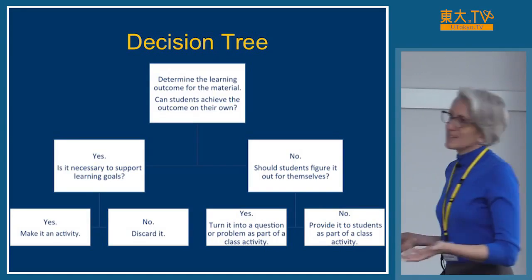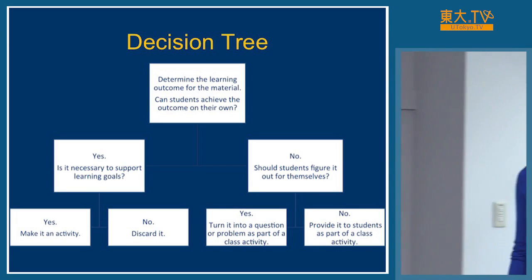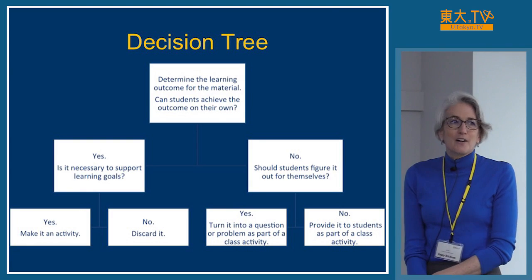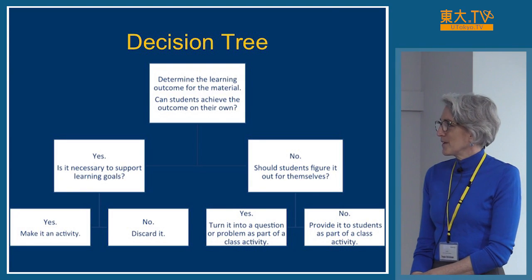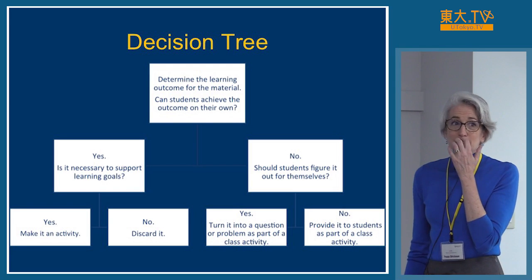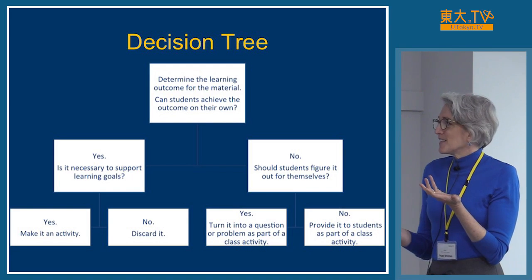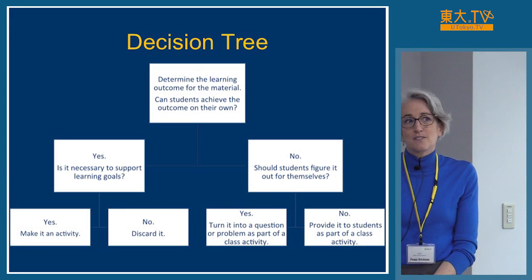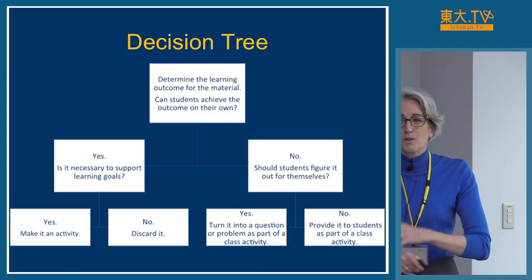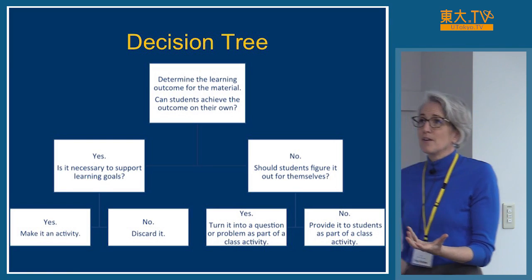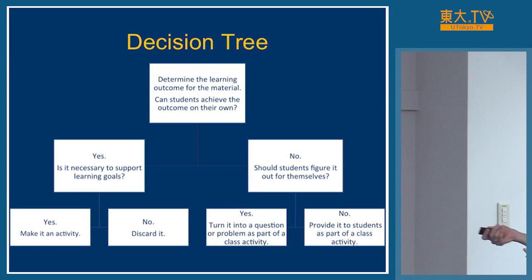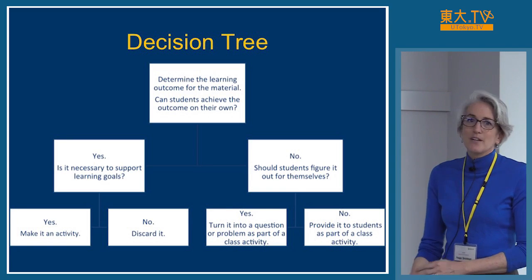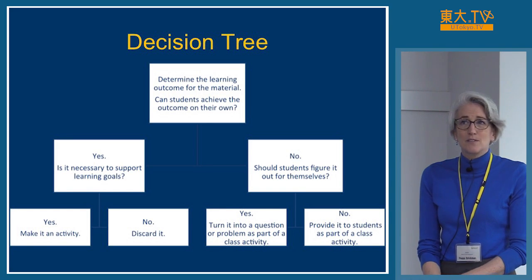This is a decision tree that encompasses a lot of what I was talking about today. You're going to look at the learning outcome for whatever that material is, and ask yourself, can students achieve this outcome on their own? If the answer is yes, then maybe this is something great for them to do outside of class as reading, or with some guiding questions or even practice questions that I could give them so that I could help them. You might want to ask, is it going to be necessary to help support that? If it is, you can make some activity that goes with it that they might be able to view online.